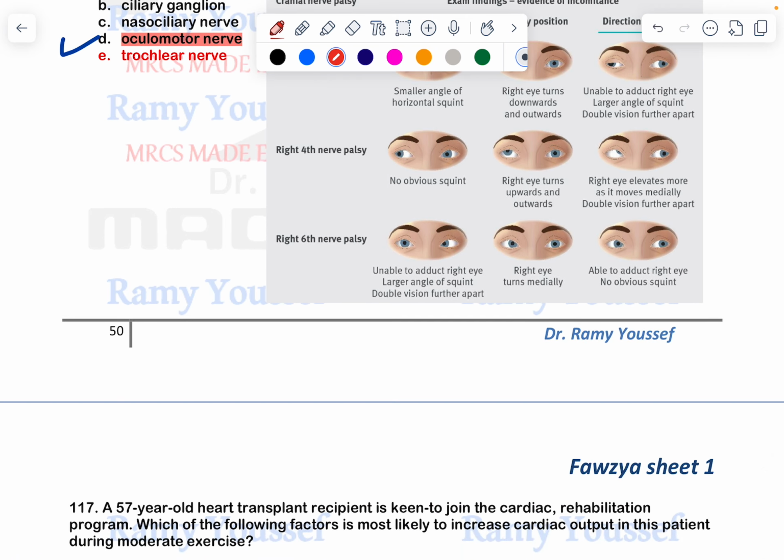A 57-year-old heart transplant recipient is keen to join a cardiac rehabilitation program. Which of the following factors is most likely to increase cardiac output? Atrial filling, increased atrial filling.